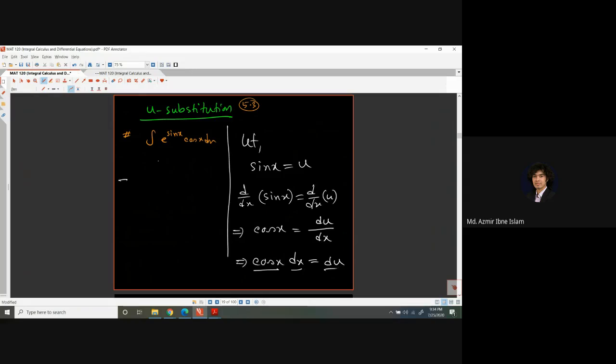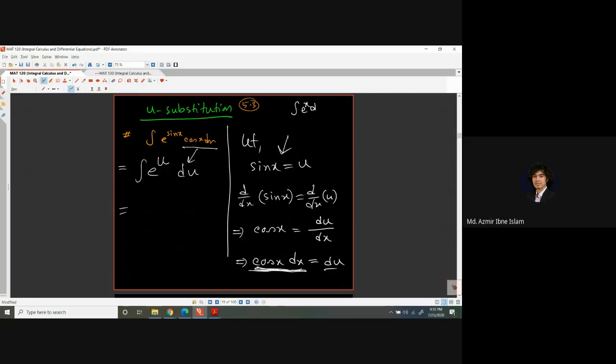Here we can now easily see that after considering sine x as u, instead of e to the power sine x, we can write e to the power u, because sine x is u. Now automatically cosine x dx has been found here, so for this we can write du. So this is becoming very easy this time. Instead of cosine x dx, we can write du.